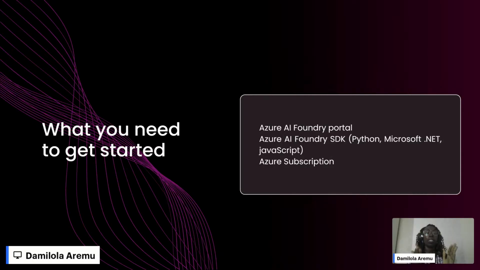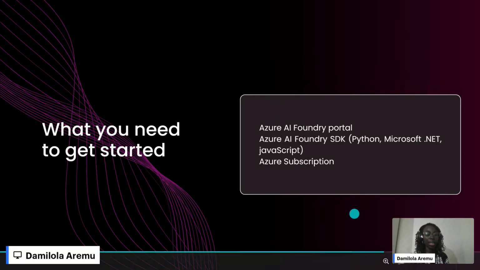So first thing is your Azure AI Foundry portal. And like I said last week already, we already looked at what the Foundry portal is, but just to define it, it's a unified platform where you can develop and deploy generative AI apps and use Azure AI APIs responsibly.